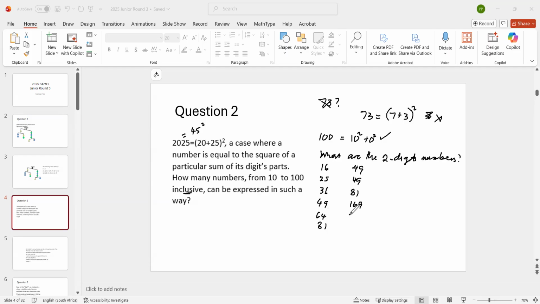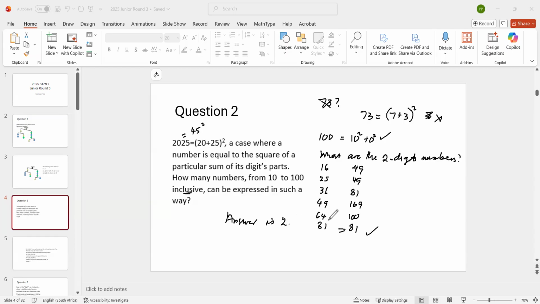And 6 plus 4 is 10. 100. And 8 plus 1 is 9. 9 squared is 81. So this is the only one that works. All the others don't. So this is a tick, and that is a tick, and those are the only 2 numbers. So the question is, how many numbers can be expressed in this way? And the answer is 2.